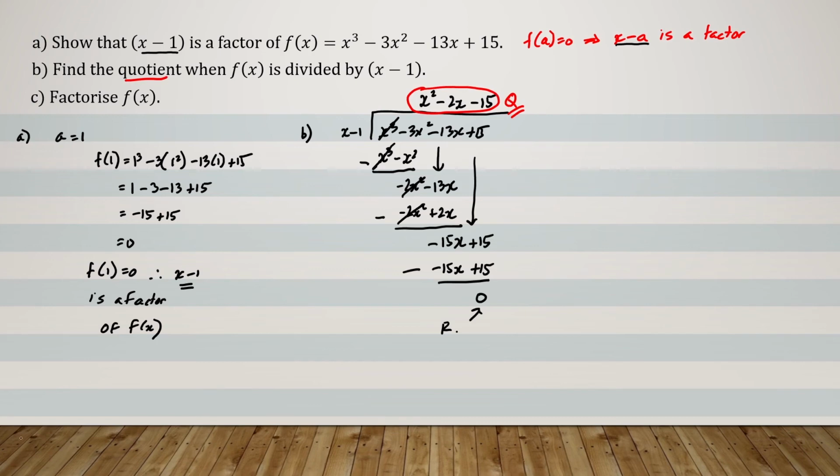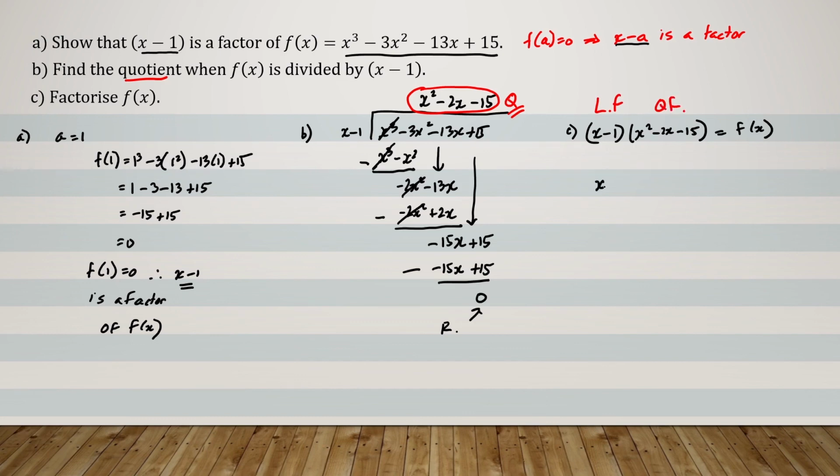In part C, we want to fully factorize f(x). What we do know now is that our polynomial can be written as x minus 1 times our quotient, which is x squared minus 2x minus 15. And if you do expand that, you'll get your function as stated here. So we have one linear factor here, the x minus 1, and this is our quadratic factor here.